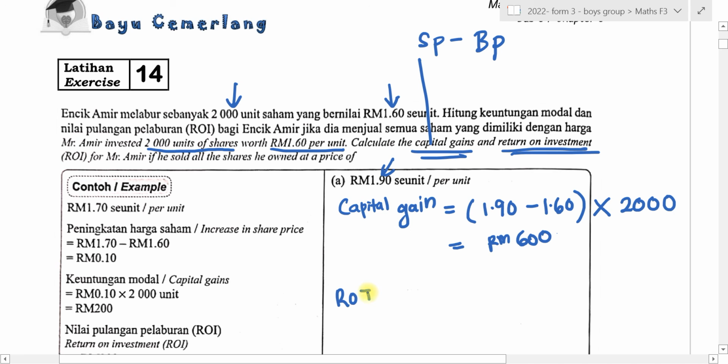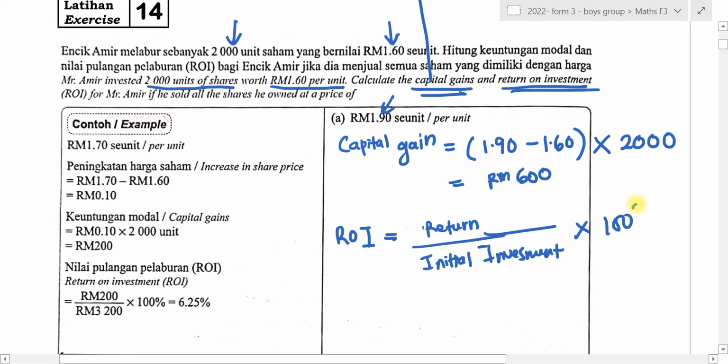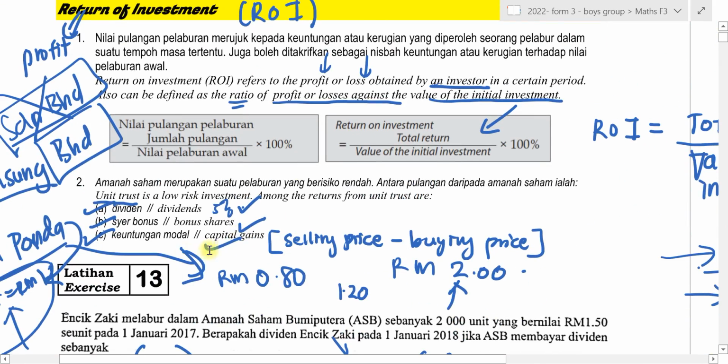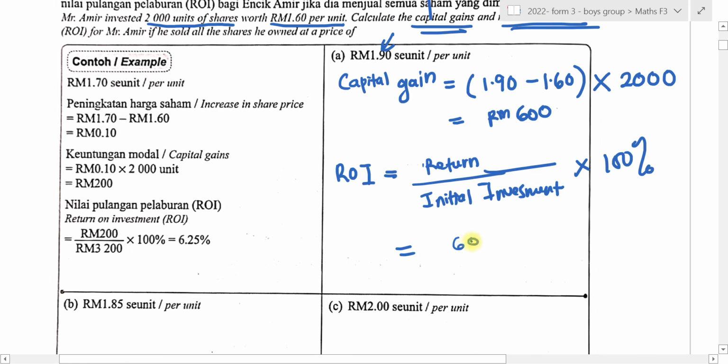So your ROI, remember ROI is what? Your return over the initial investment times 100%. ROI must be expressed in percentage form. So your only return you can see here is capital gain. Remember, your returns are what? Capital gain, bonus share, and your dividend. So here, dia tak bagi dividend, dia tak bagi bonus share. Just you beli, you jual. Itu saja. So capital gain is the only return you have, 600.